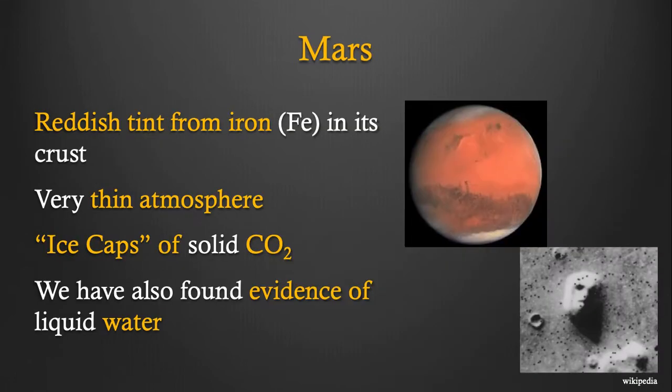All right, Mars. Going outward from the Sun, we've done Mercury, Venus, Earth, now Mars. Mars has a reddish tint from the iron in its crust. It has a very thin atmosphere. It has ice caps of solid carbon dioxide, and there has been evidence found of liquid water on Mars, which might indicate that it has once harbored life.